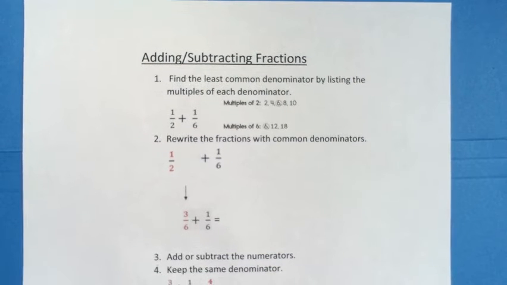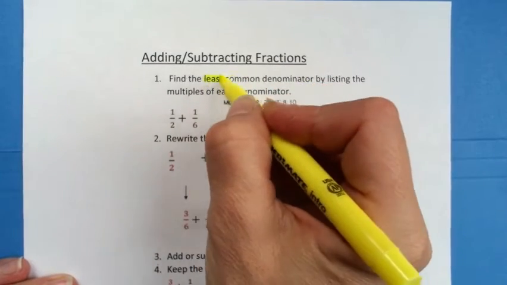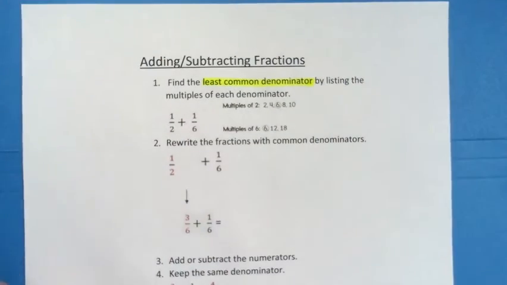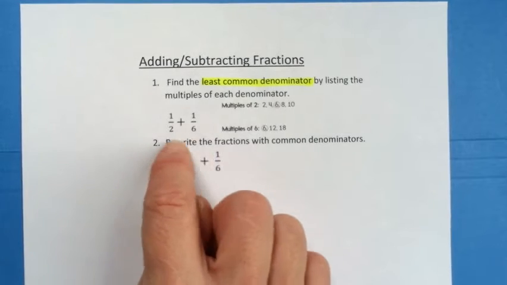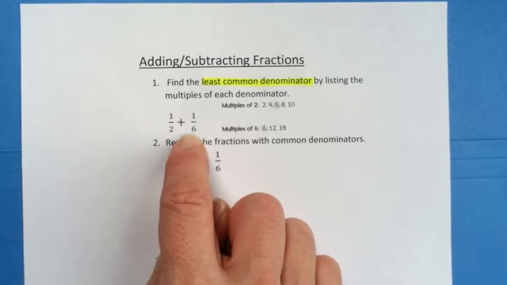Okay, adding and subtracting is the hardest part of fractions, and the reason for that is because you have to change your fractions first. First thing you need to do is find the least common denominator, so the smallest number that both of the fractions' denominators go into evenly.